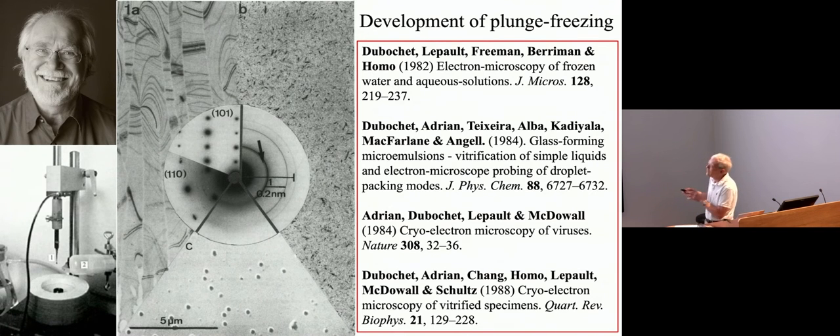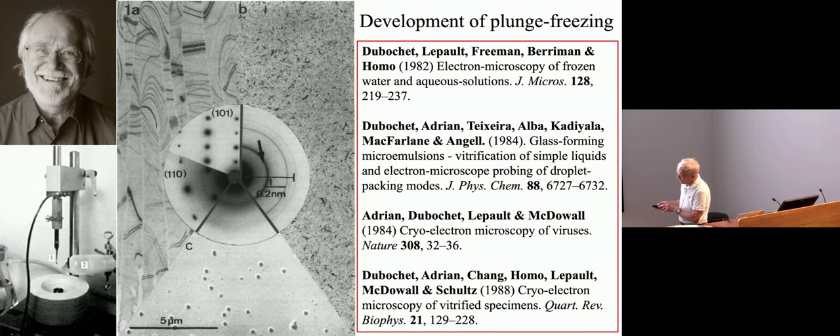That's the typical ice. And then if you freeze the thin film of ice fast enough, and Jacques developed this with Mark Adrian, and Alistair McDowall and Mark Adrian were the two main people who were involved in developing that, you blot your thin film of ice, plunge it into liquid ethane near the temperature of liquid nitrogen, and you get this amorphous ice here.